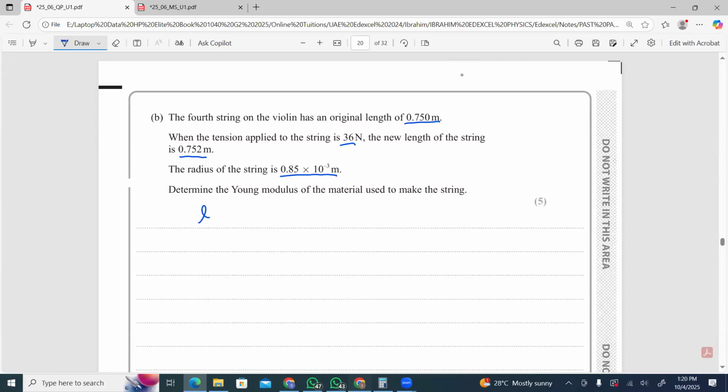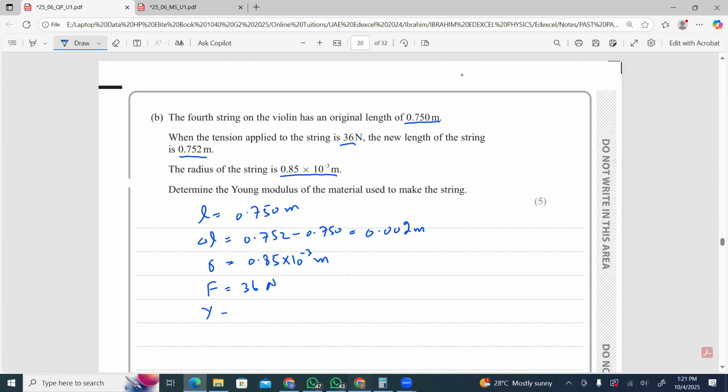All you need to do is write what your original length was. It was 0.75 meter. What was your extension? Your extension is new length minus original length. It is going to be, just subtract the 2, 0.002 meters. This is the extension. The radius of the string is 0.85 into 10 raised to the power minus 3 meters. And the force applied is 36 newtons.